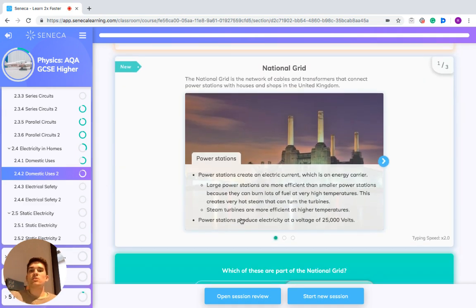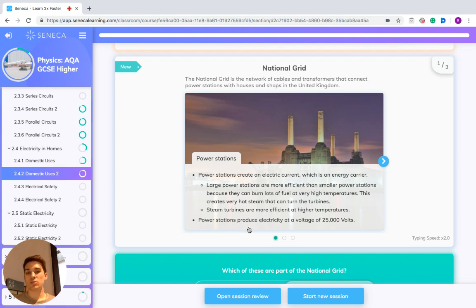So the national grid is also something you need to know about, and that's just a network of cables and transformers that connect power stations with houses and shops and businesses across the UK. And power stations create electrical current, which is an energy carrier, and large power stations are more efficient than smaller ones, because they can burn lots of fuel at very high temperatures, and this creates hot steam which then turns turbines. And steam turbines are more efficient at higher temperatures.